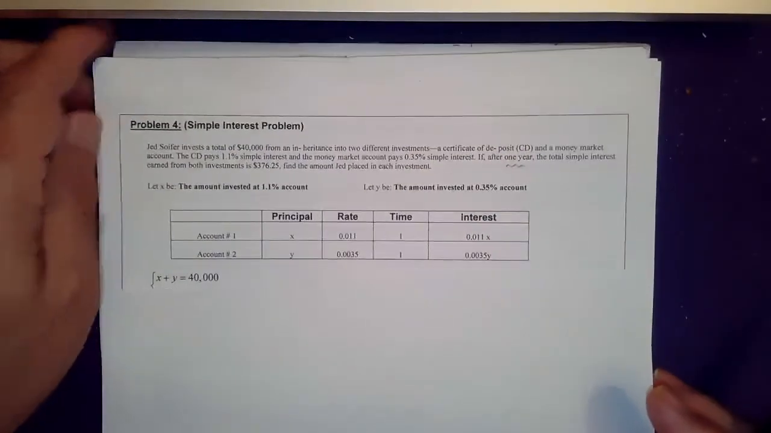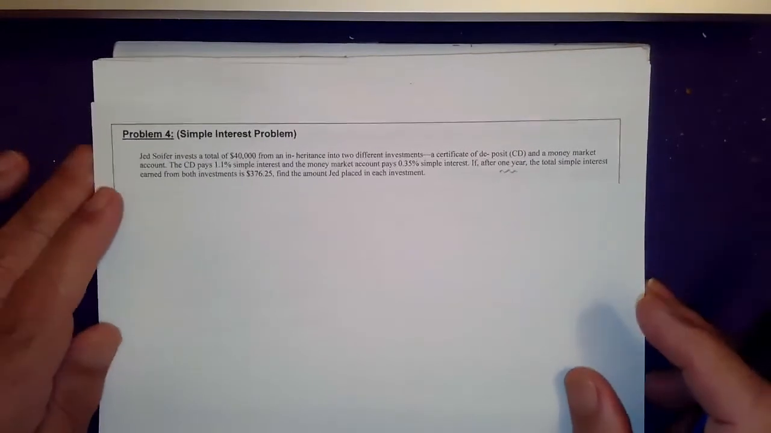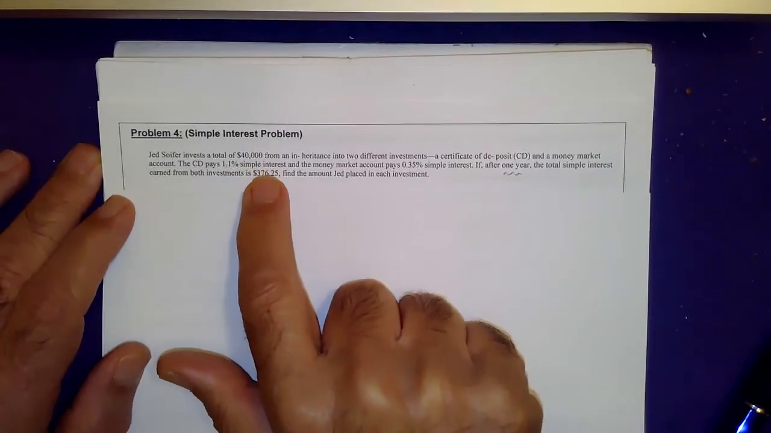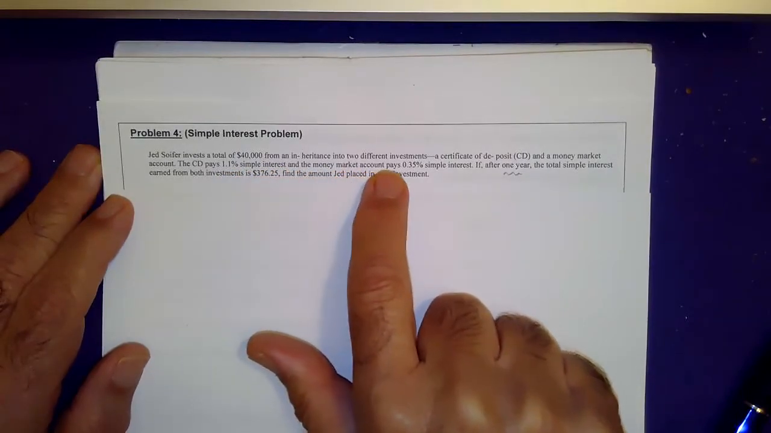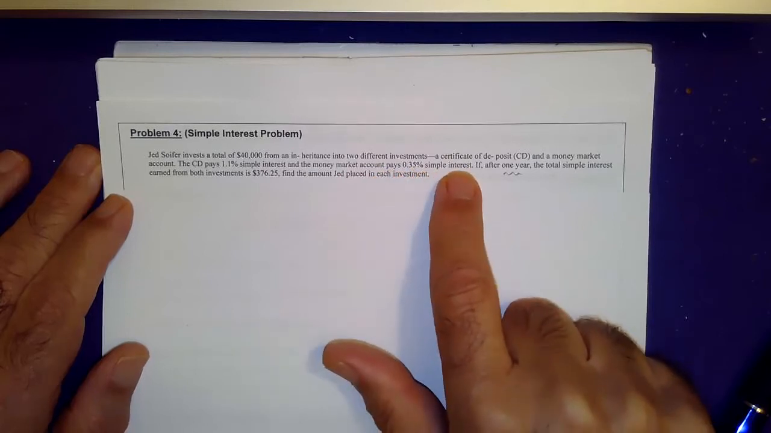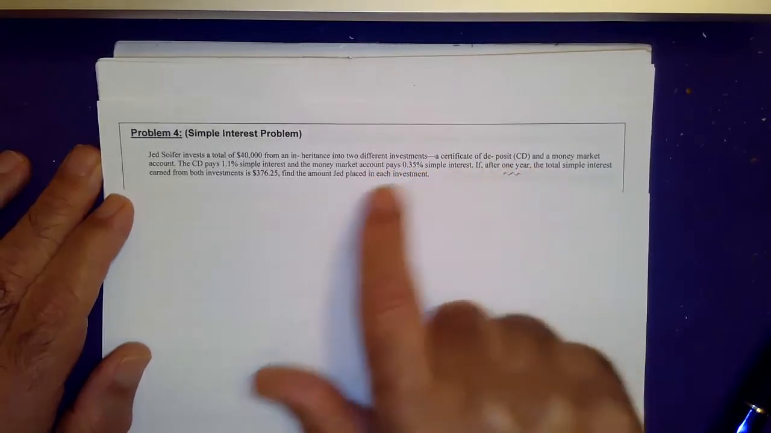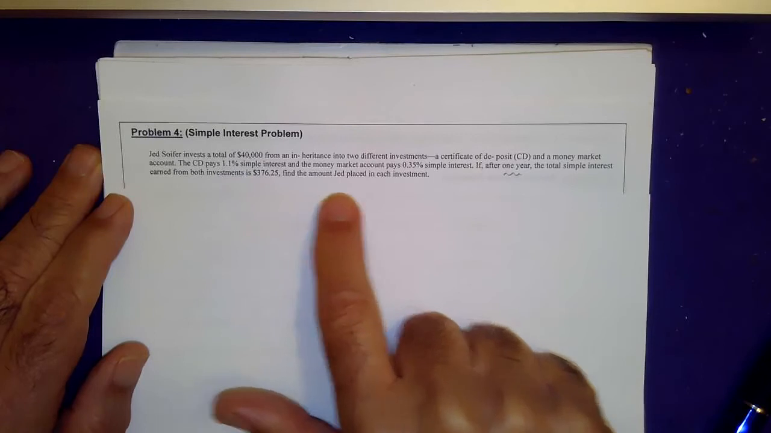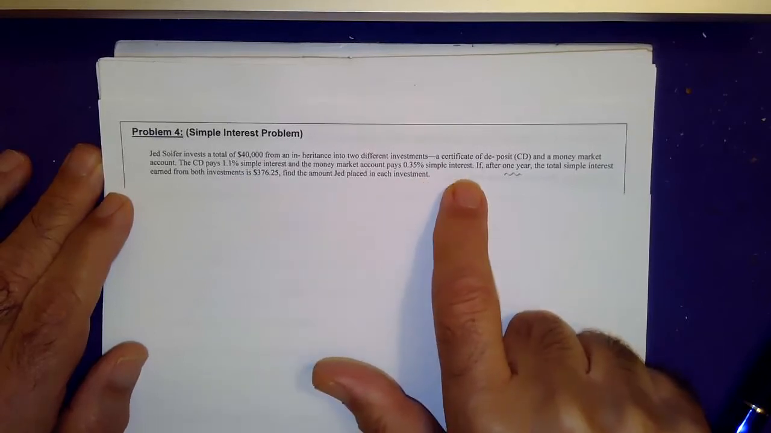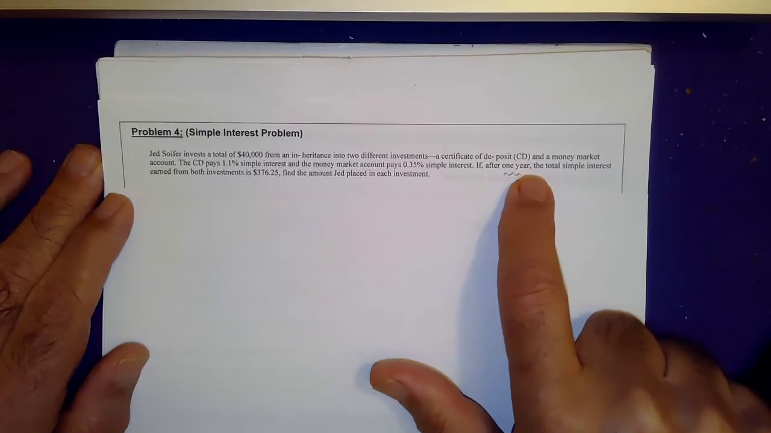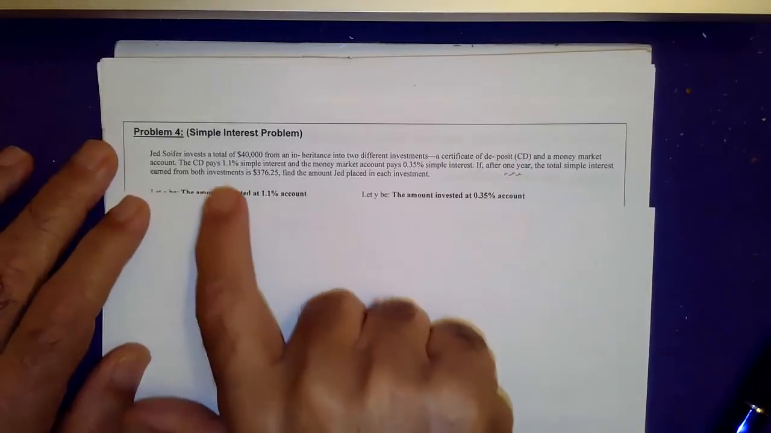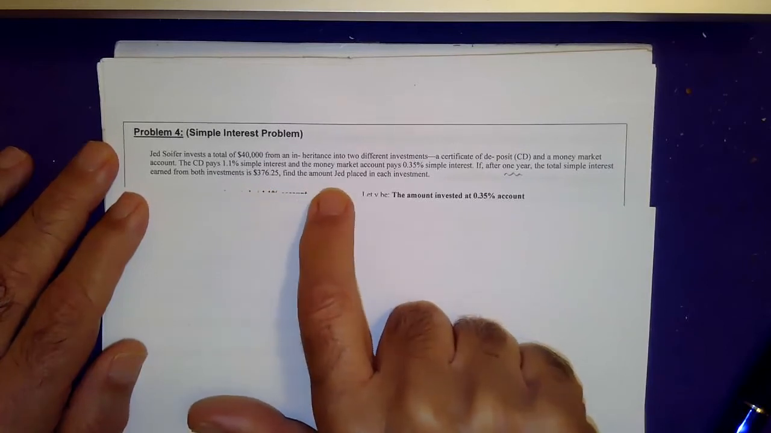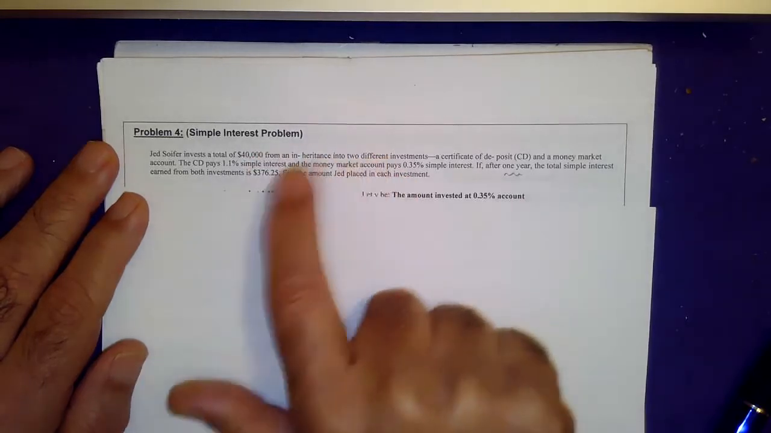Now, the next problem is a simple interest rate problem. So here's the problem. Jed invests a total of $40,000 from an inheritance in 2 different investments, a certificate of deposit, CD, and a money market account. The CD pays 1.1%, the money market account pays 0.35% simple interest. If after 1 year, the total simple interest from both investments adds up to $376.25, find the amount Jed placed in each account.